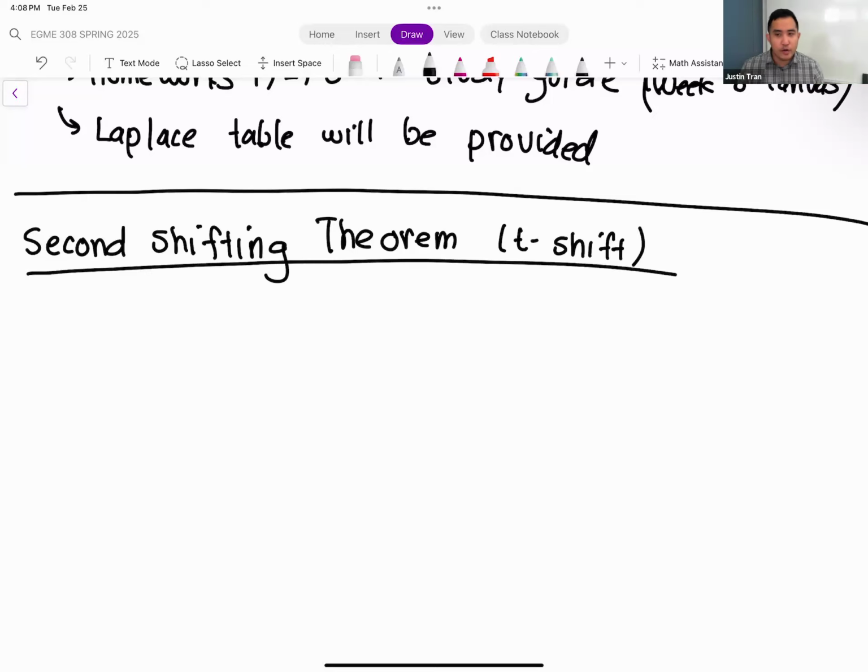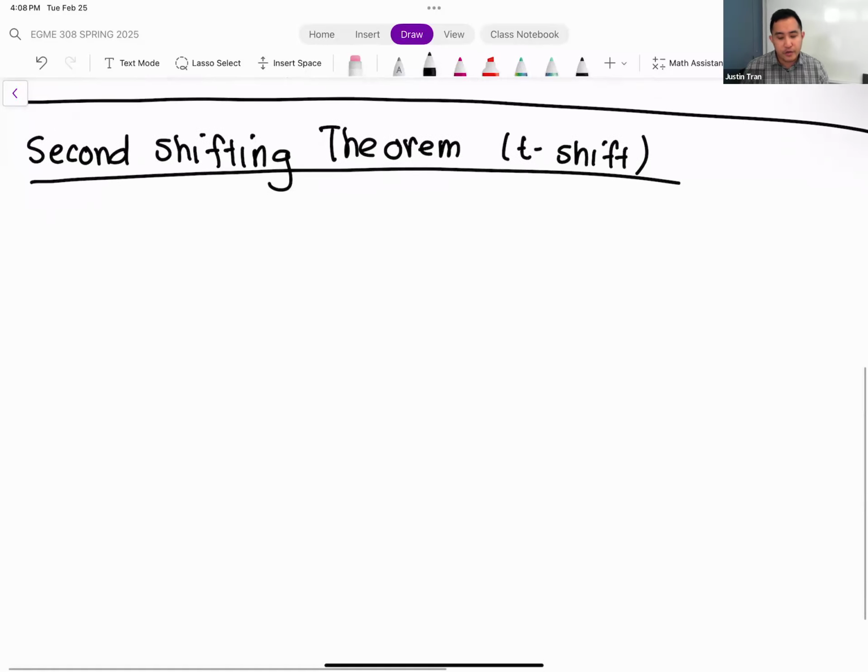Okay. And so the informal name for the second shifting theorem is a T-shift. Because Laplace is an integral transform and it involves an exponential, whenever you multiply a function by an exponential, either in the physical domain or in the Laplace domain, it usually implies some kind of shift. So we've gone over the first shifting theorem.